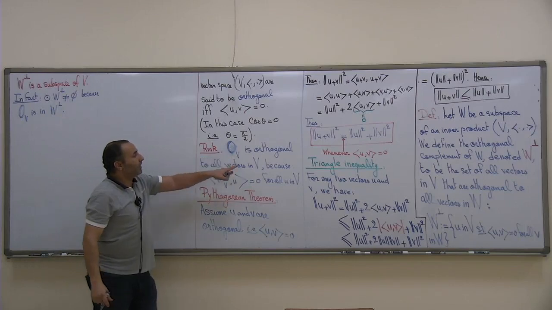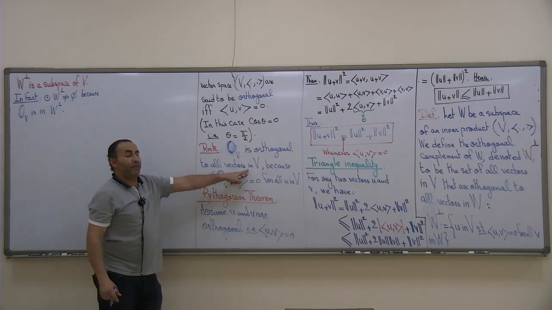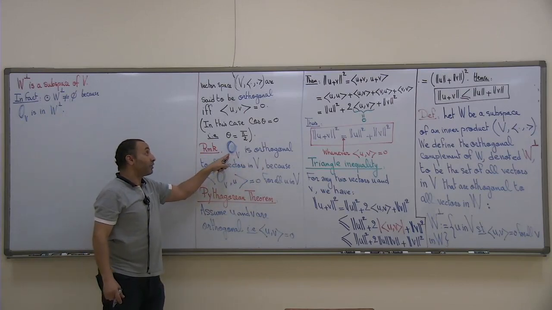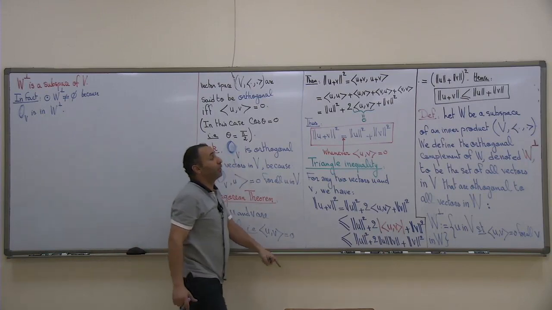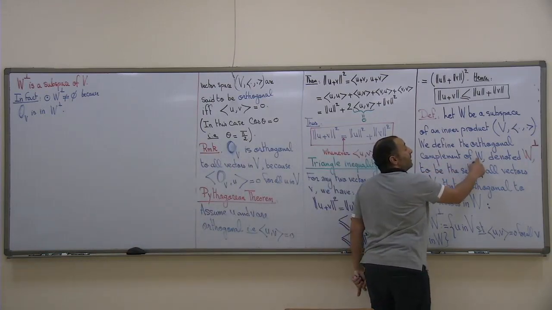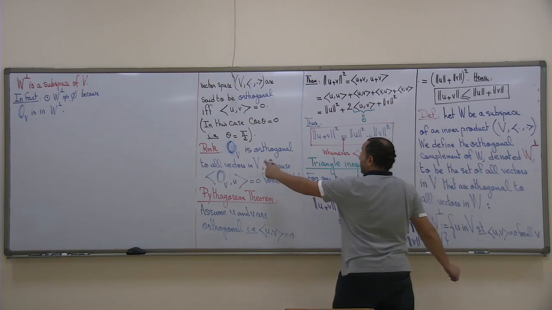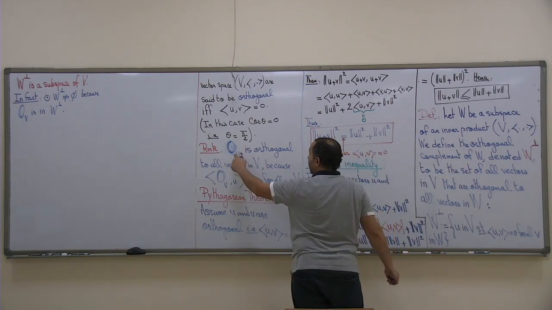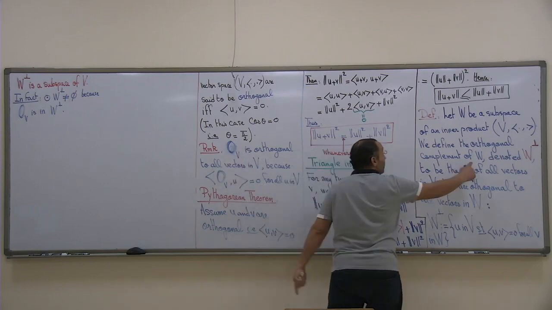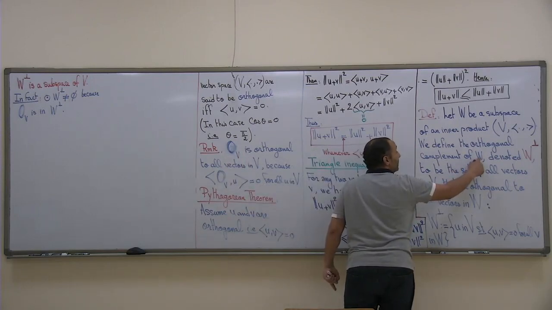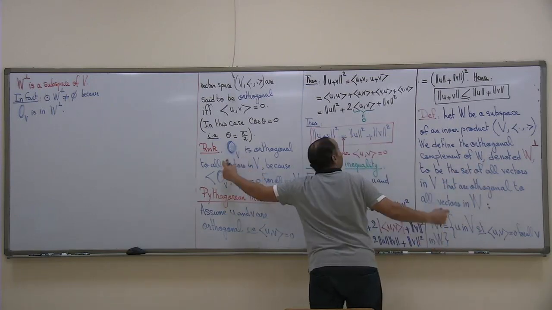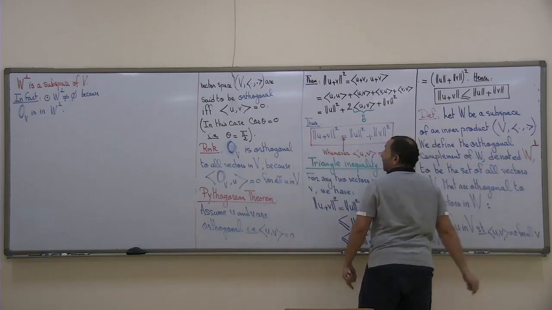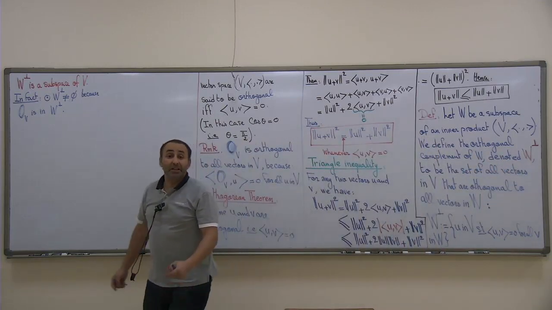The 0 vector is orthogonal to all the vectors in V. So in other words, the 0 vector is orthogonal to every vector in W. In particular, because this 0 vector is orthogonal to all the vectors in V, the 0 vector is orthogonal to all the vectors in W. So the 0 vector is in the orthogonal complement. So the orthogonal complement is not empty.